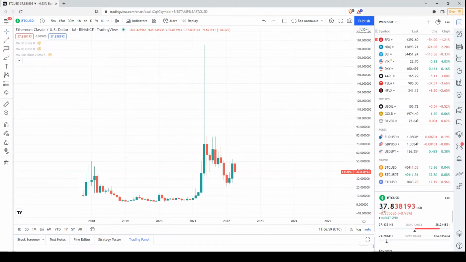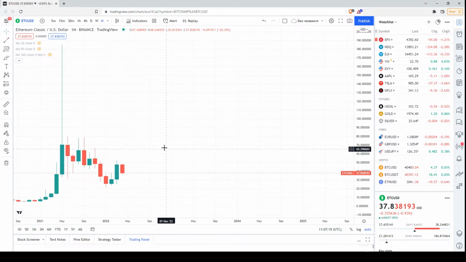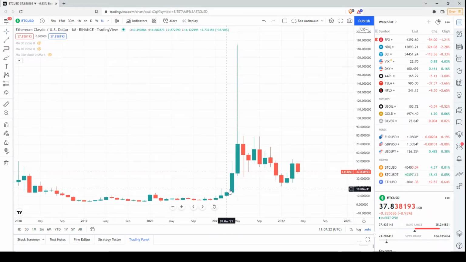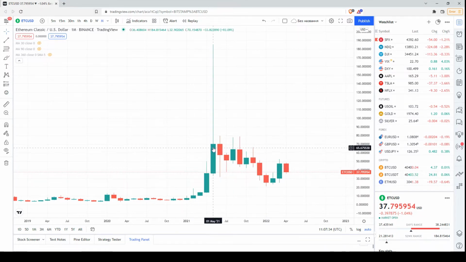Today let's analyze the price chart of Ethereum Classic that is currently trading at the level of $37.83. So this is the monthly chart. We're to some extent very familiar with the price chart of Ethereum Classic in the different time frames. So let me remind you that in the first half of 2021, or of the previous year, the price skyrocketed. It hit almost $180 or $190 in the different crypto exchanges.